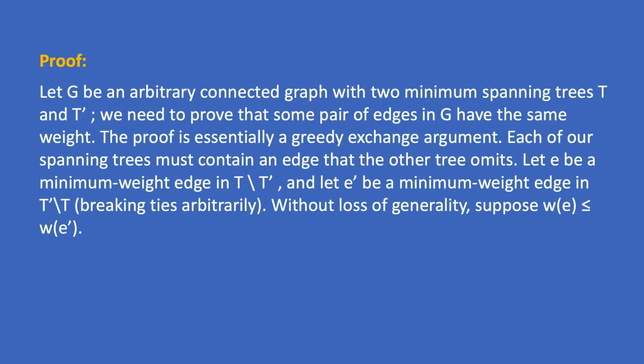Proof: let G be an arbitrary connected graph with two minimum spanning trees T and T'. We need to prove that some pair of edges in G have the same weight. The proof is essentially a greedy exchange argument. Each of our spanning trees must contain an edge that the other tree omits. Let e be the minimum weight edge in T minus T', and let e' be a minimum weight edge in T' minus T, breaking ties arbitrarily. Without loss of generality, let's suppose that W(e) is less than or equal to W(e').